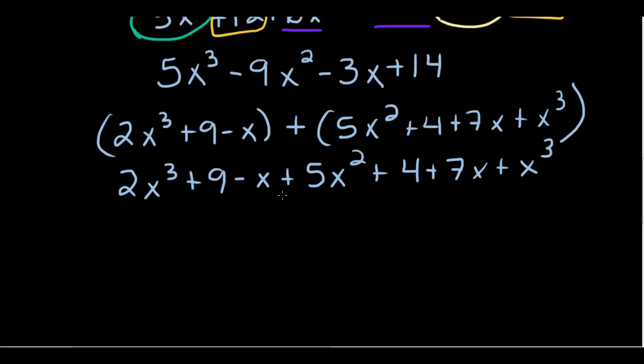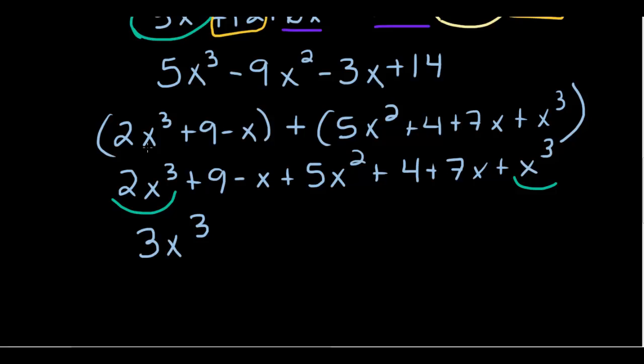And then I'm going to start looking for like terms. And again, I want to write it in standard form, so I'm going to start with the terms with the highest degree, which is cubed. So 2x to the power of 3 and x cubed. So 2x plus x, that is 3. That is 3x to the power of 3.